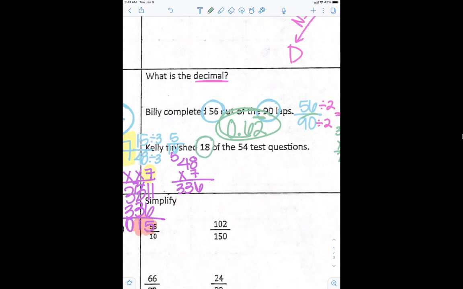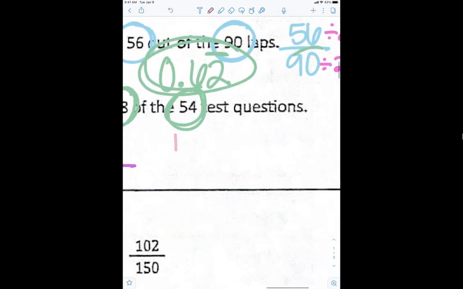Kelly finished 18 of the 54 tests. We're in math class. Circle those numbers. So I'm going to make my fraction 18 over 54. Simplify to make my division a little bit easier. So let's divide by, you could divide by 2. I'm going to go ahead and divide by 9. I'm going to get to Walmart quicker.